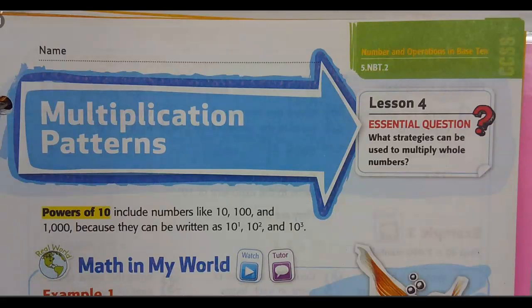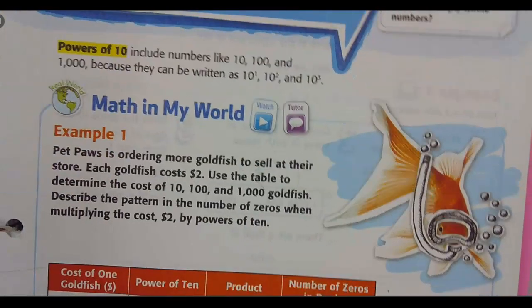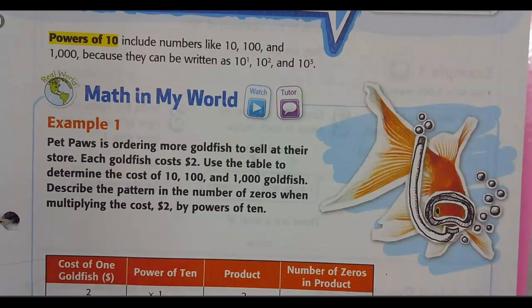To Math Chapter 2, Lesson 4, page 99. Powers of 10 include numbers like 10, 100, and 1,000 because they can be written as 10 to the first power, 10 to the second power, and 10 to the third power. I'm hoping this is a pretty easy transition because we've been doing a little bit of it in our morning math, right?